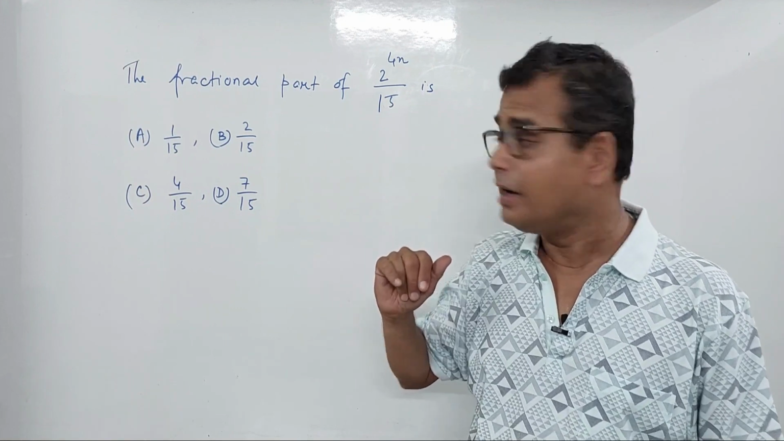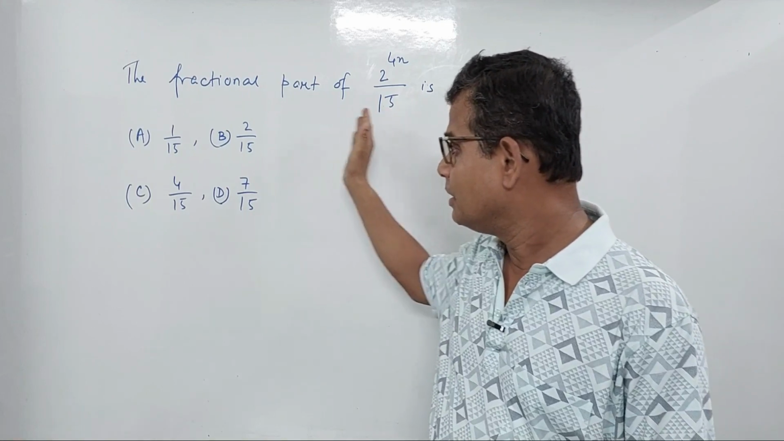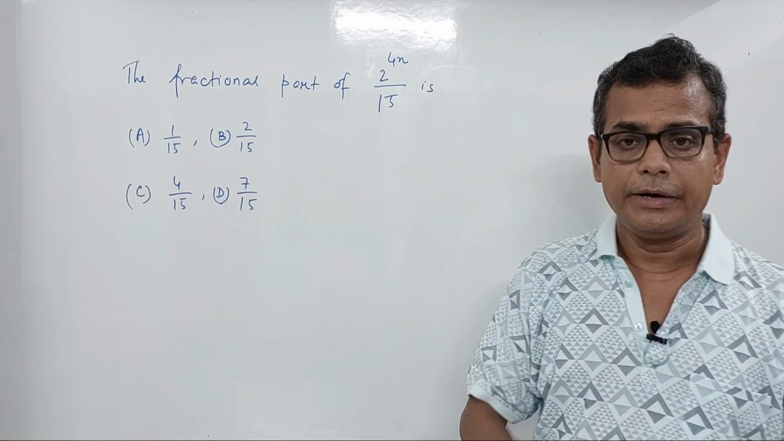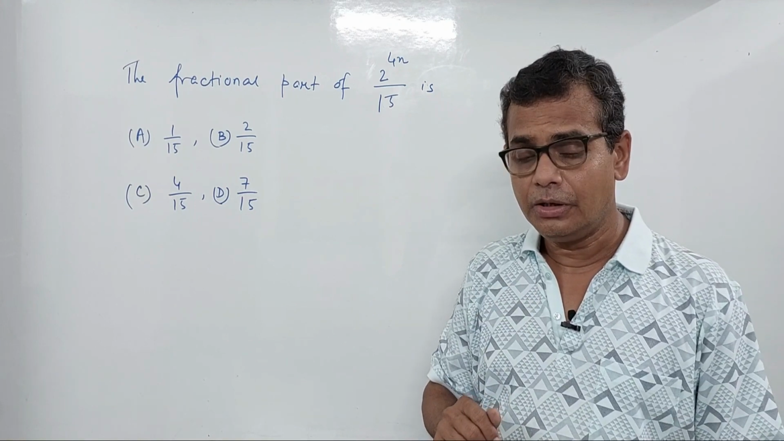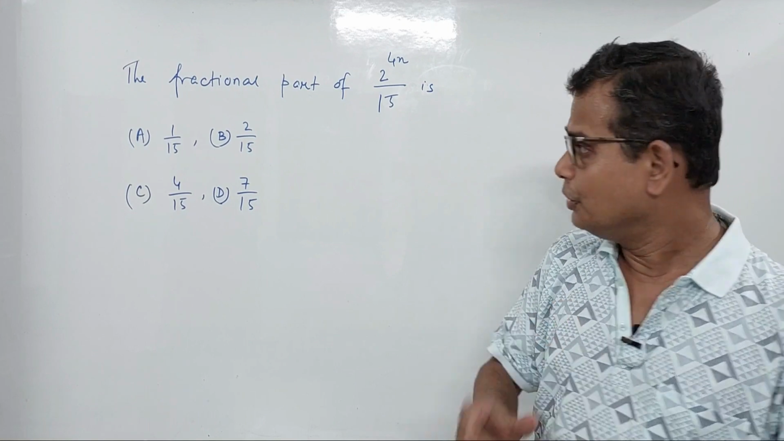The fractional part of 2 to the power 4n by 15 is 1 by 15 or 2 by 15 or 4 by 15 or 7 by 15. At first we go with the proper method, next we do it with the shortcut method. So let's start.